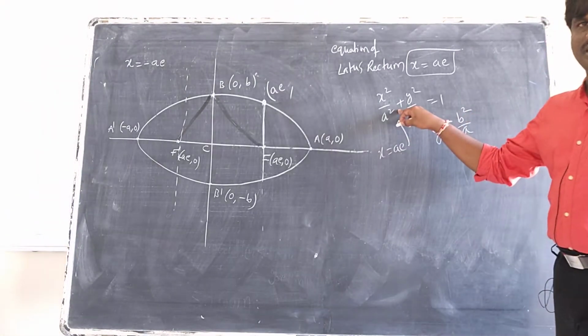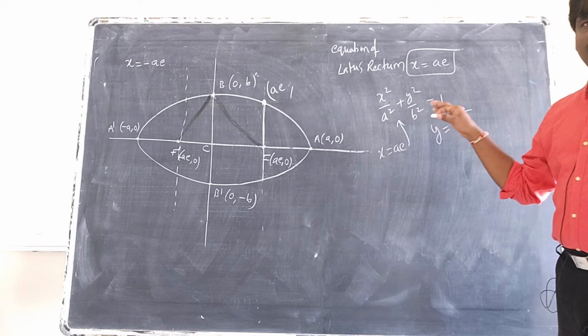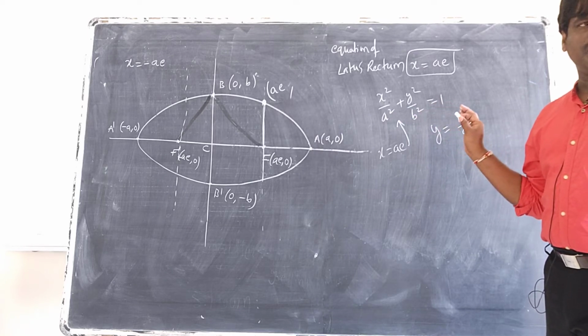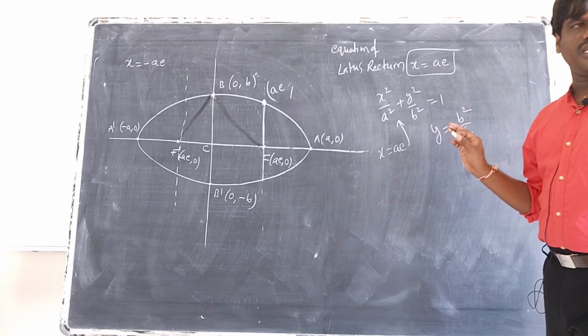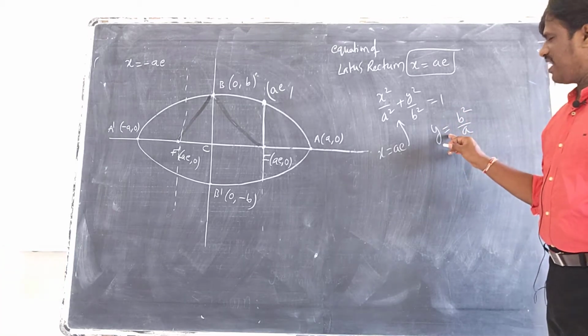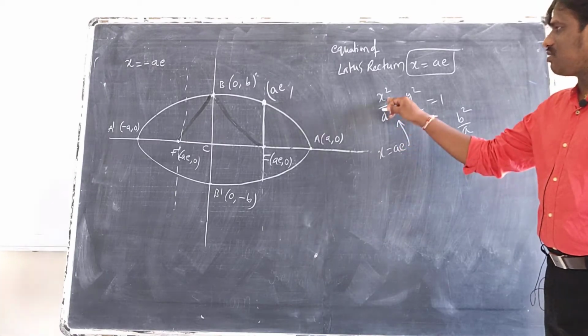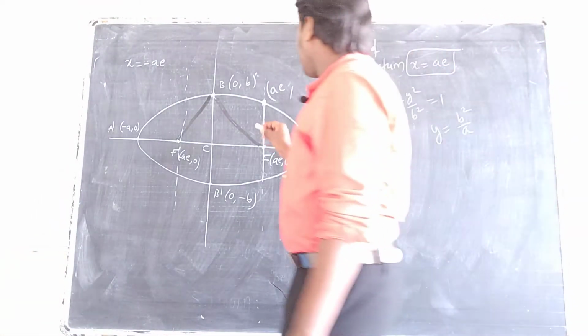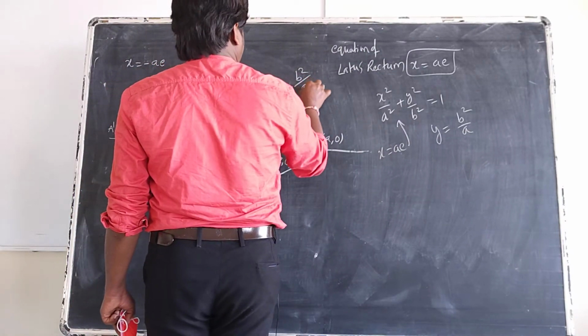No need to do the simplification, I am just telling you. Nobody will ask you proofs in JEE, or any CET or any Maharashtra board or any boards. So you need to know the y value I get. Substitute x is equal to a in this and simplify, I will get y is equal to b square by a.